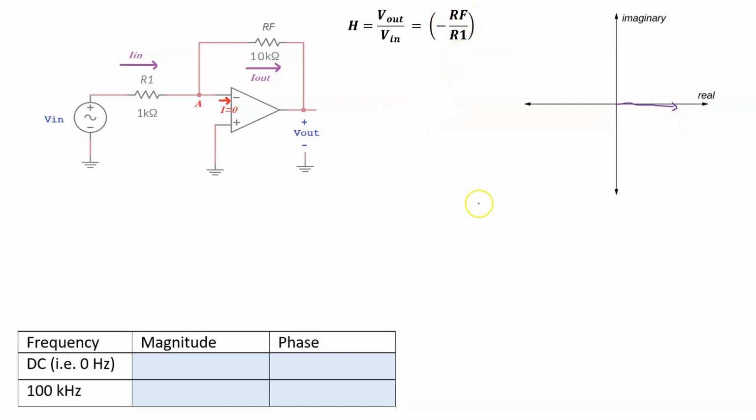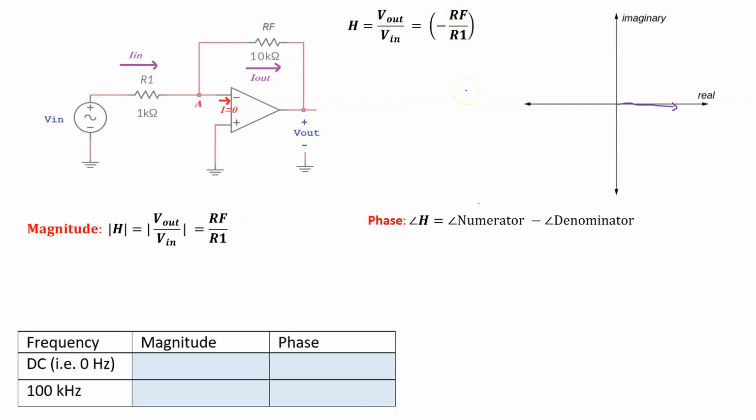So in terms of magnitude in this case, the magnitude of this transfer function is simply the ratio of RF and R1. So no negative sign, right? Because magnitude is about the absolute value of this. How about the phase? What does phase say? Let's rewrite this, right? Phase is basically the angle of the numerator of the transfer function minus the angle of the denominator.